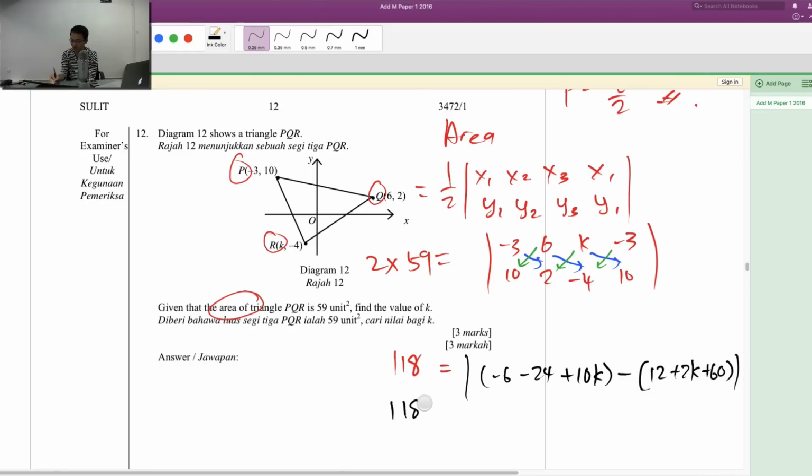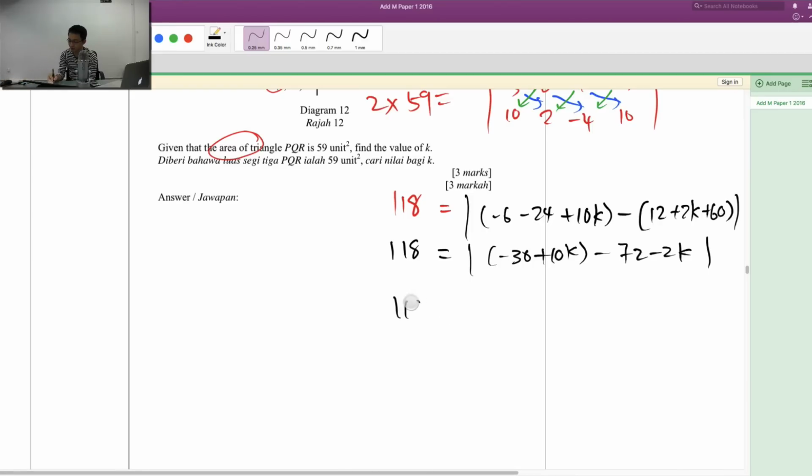Okay, then I will solve this one. This one will be negative 30 plus 10k, minus, this one will be 72 minus 2k. We have to solve this equation in order to get k. This is 118 equals minus 30 minus 72, so it's minus 102, plus 10k minus, this one will be positive 8k.